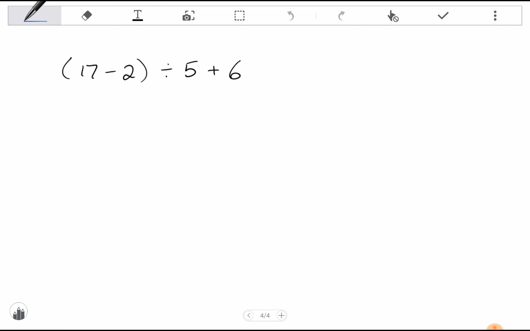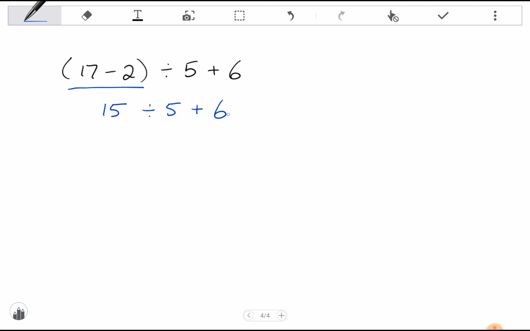Let's do a final example: 17 minus 2 in brackets divided by 5 plus 6. We're going to follow BEDMAS, so brackets are definitely first. In the brackets it says 17 minus 2, so we do this first. 17 minus 2 is 15. We then write out the rest: divided by 5 plus 6.